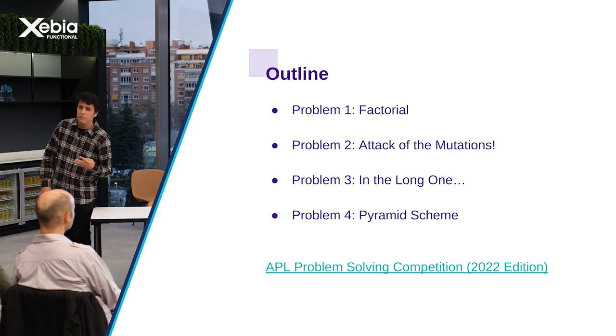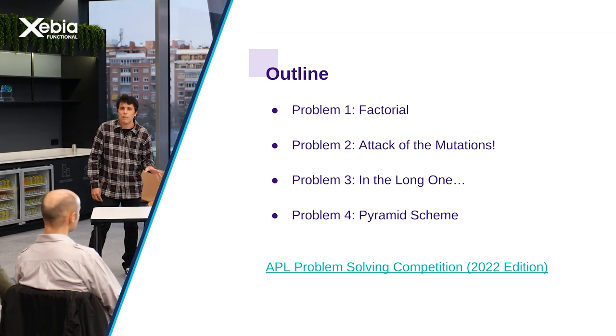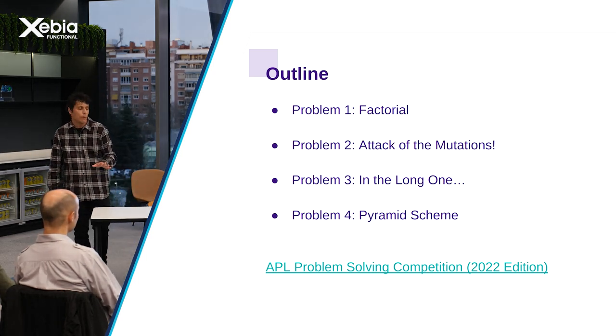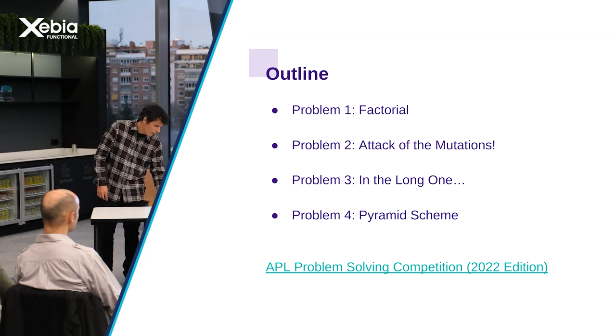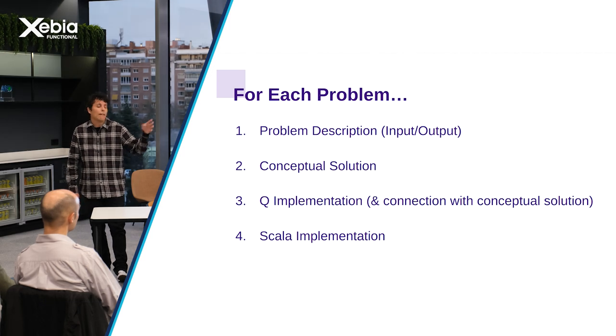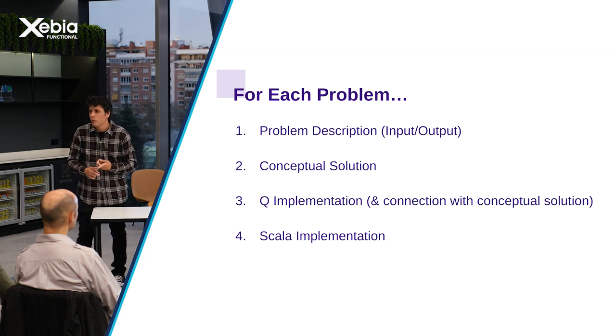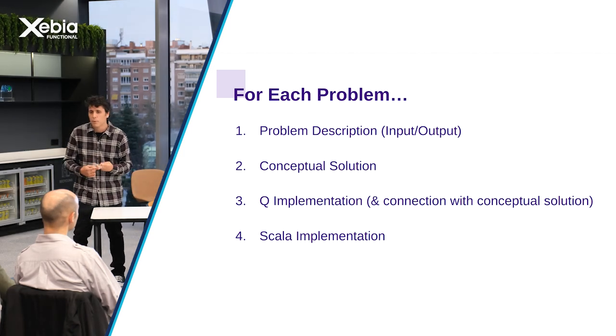And then we have 3 problems that I have taken from the APL problem solving competition. But don't worry, they are going to be very, very easy problems. And for each problem, we have 4 steps. First of all, I'm going to describe the problem. Then we are going to see a conceptual solution of this problem.